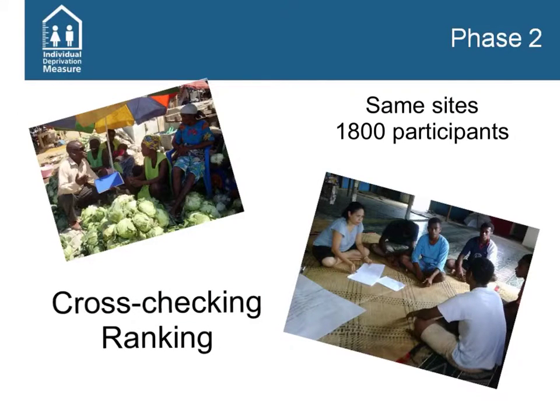From the first phase of our research, we came up with 25 candidate dimensions. In the second phase of the research, we returned to the same sites but with a greater number of participants to cross-check to see whether we'd missed anything and to rank those candidate dimensions. And Scott is going to talk about that process in phase 2 in more detail.